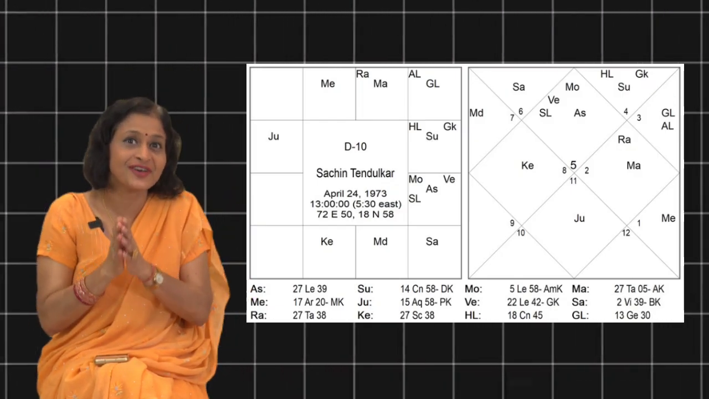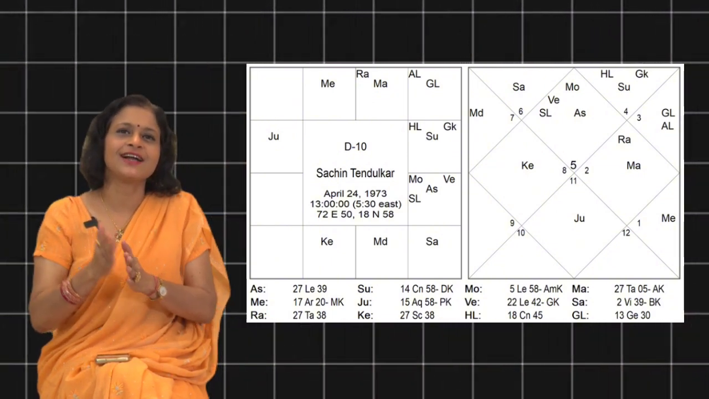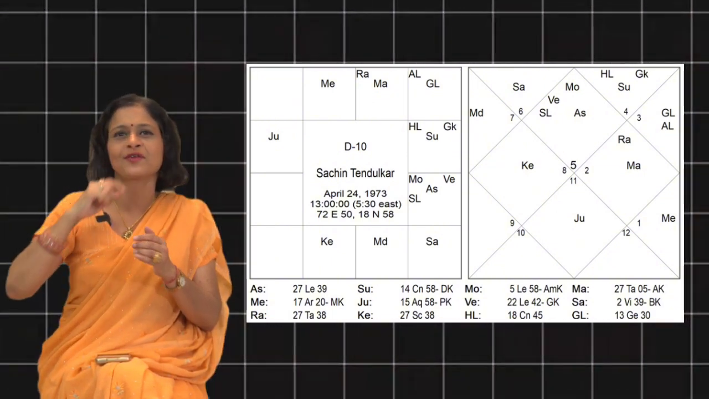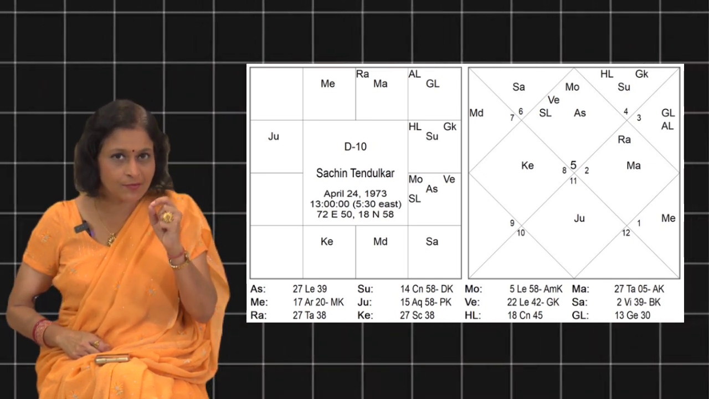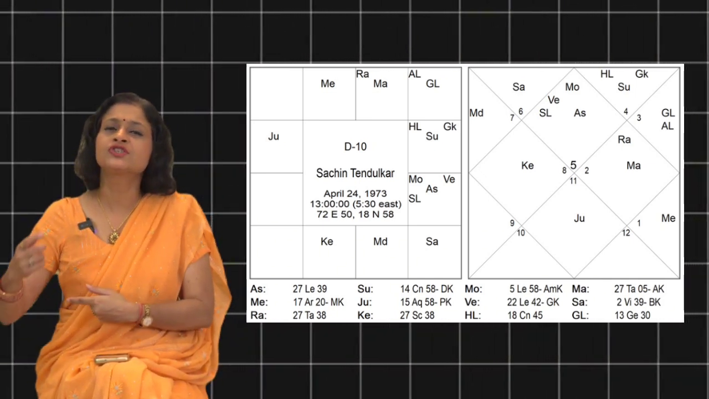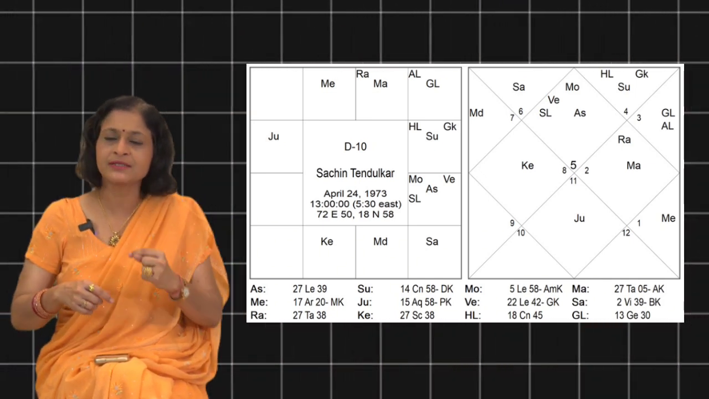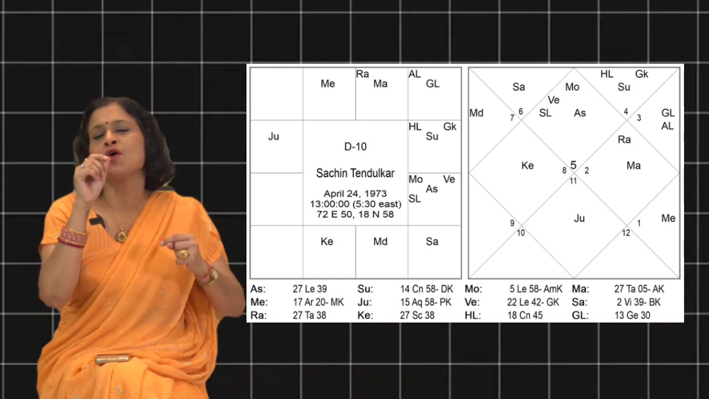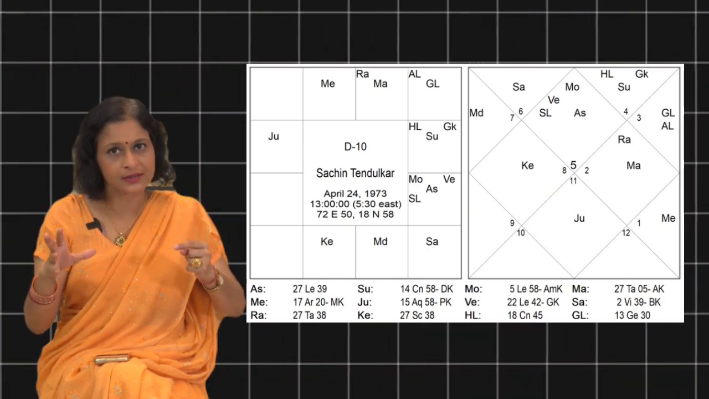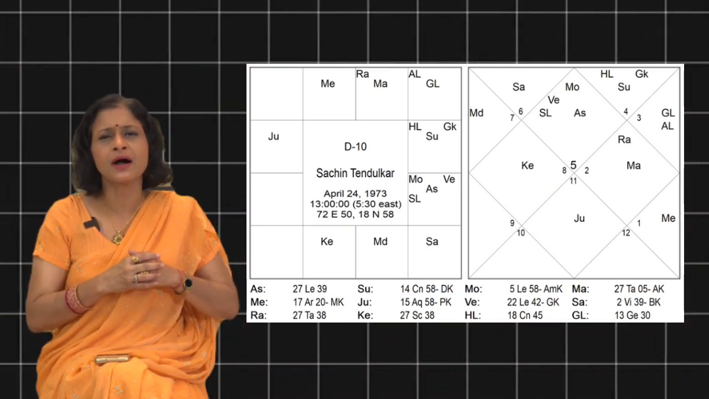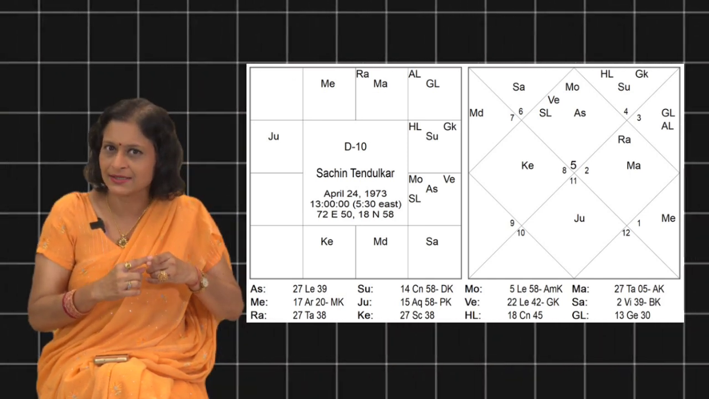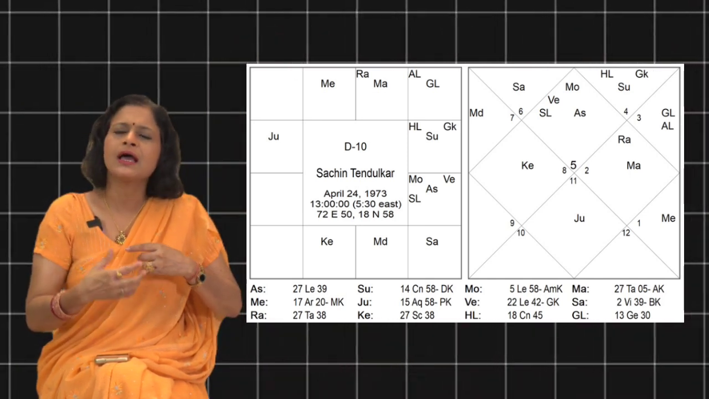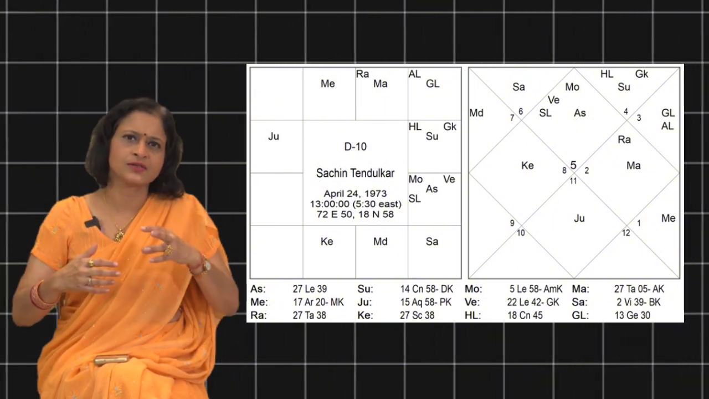D10 is the chart of career. And in his D10 chart, we see that the Lagna is coming from the sign of Leo and there are two planets placed there. Again, Moon, the 12th lord, which can show losses, is placed in the nakshatra of Magha. And what does Moon show? Moon is your mindset. Moon again is money, and being the 12th lord, it is losses also.